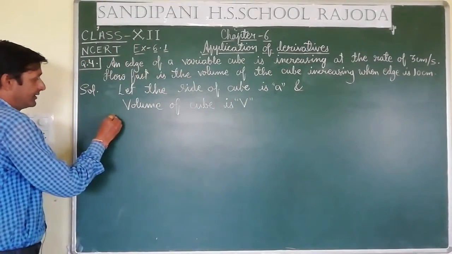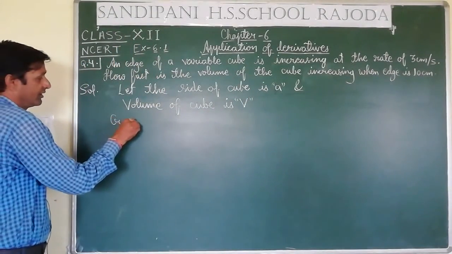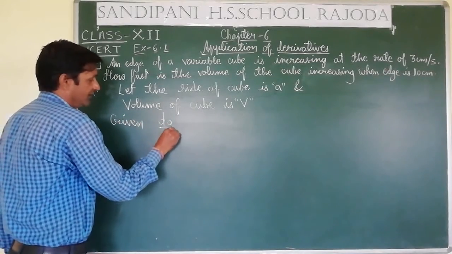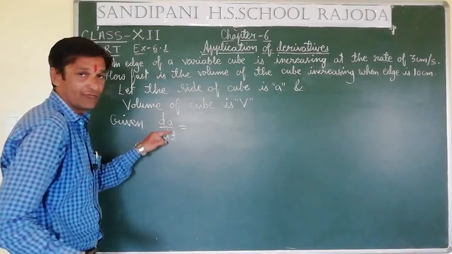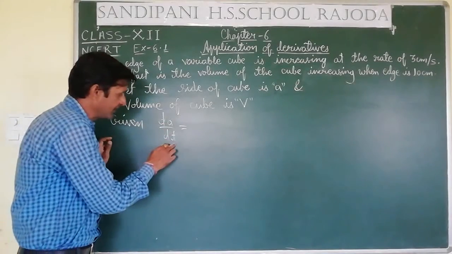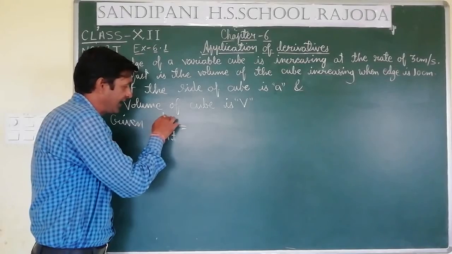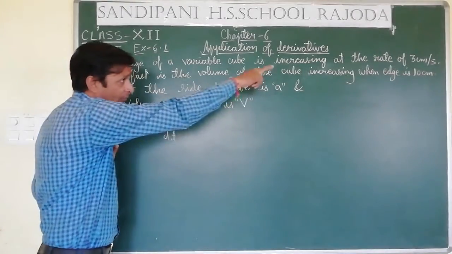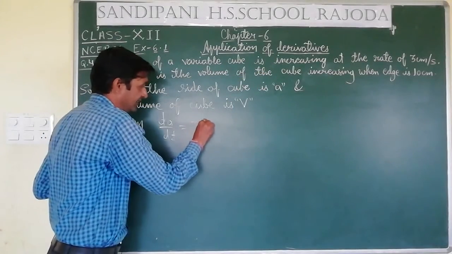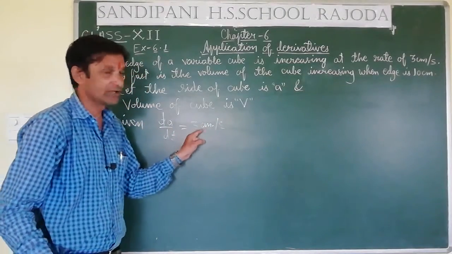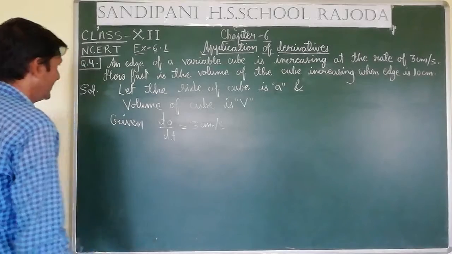So what is given in our question is dA by dt, which means change of edge with respect to time. टाइम के साथ में उसकी एज की लेंथ में कितना चेंज हो रहा है वो अपने को दिया है 3 सेंटीमीटर पर सेकेंड. मतलब 1 सेकेंड में उसकी एज जो है वो 3 सेंटीमीटर बढ़ती है, इंक्रीज होती है.